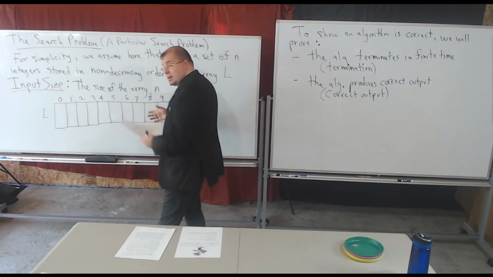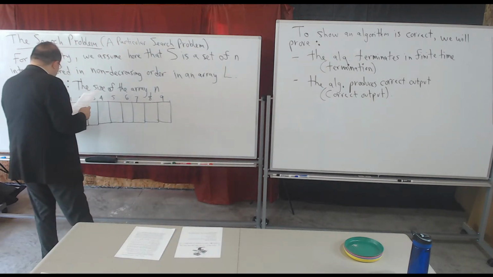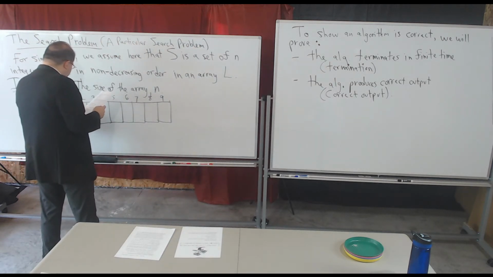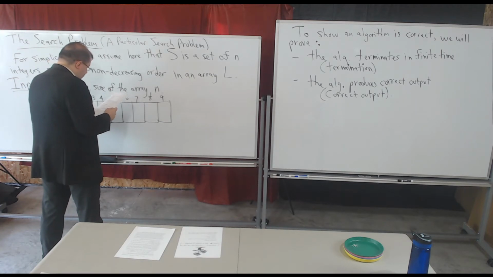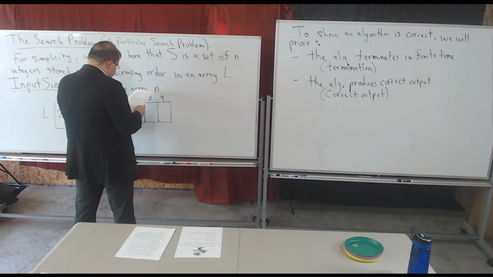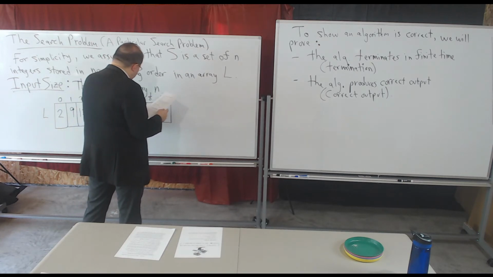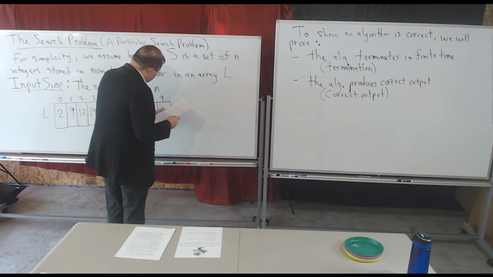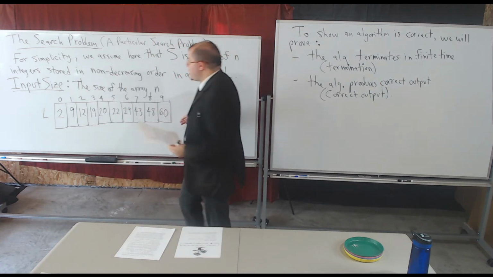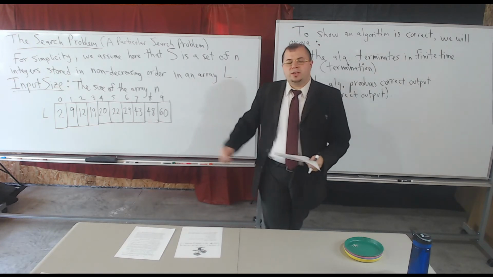This is L. I'm going to put some numbers in here as per the assumption: 2, 9, 12, 19, 20, 22, 29, 43, 48, and 60. So this is my array. Every array I'm going to consider is sorted in non-decreasing order like this.